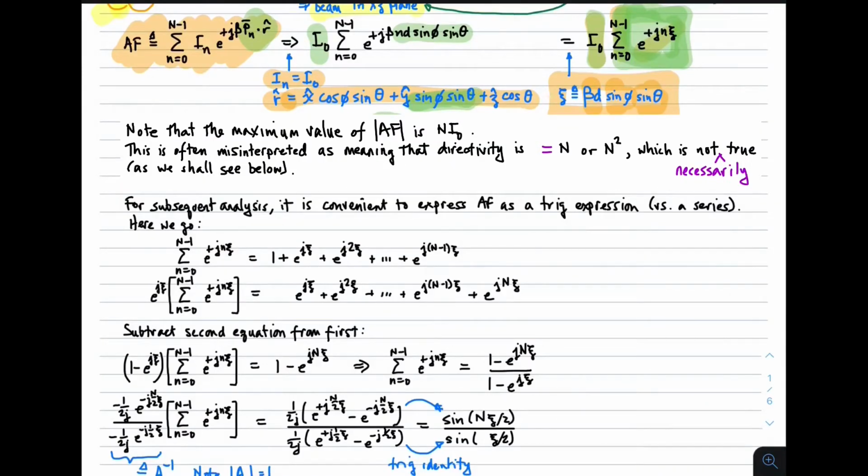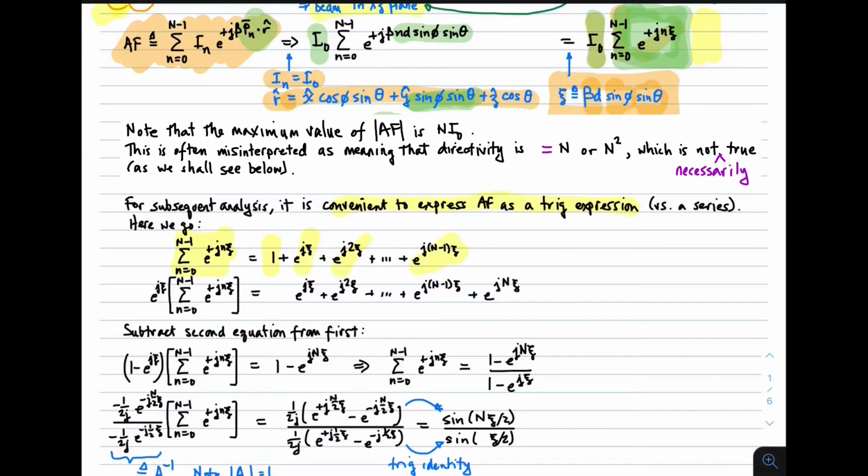Now, to simplify the analysis, it's going to be convenient to express the array factor as a trig function. Right now, it appears as a sum of complex exponentials. So here's what we're going to do. We're going to take that sum of complex exponentials and write it out. So for n equals 0, we get 1. For n equals 1, we get e to the j xi. For n equals 2, we get e to the j 2 xi, and so on, up to the final term.